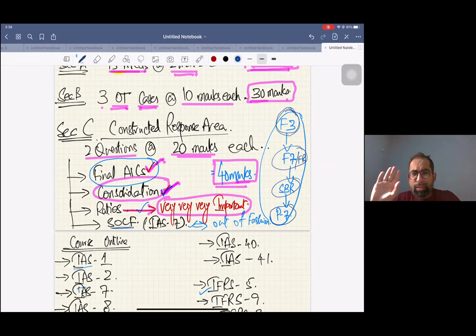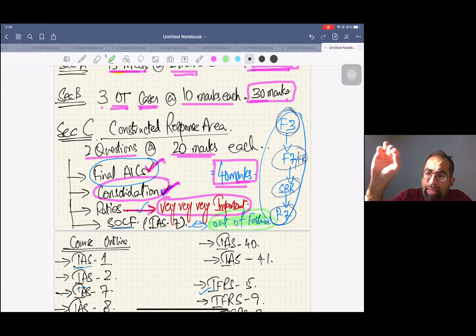But for the last 4 or 5 years, this topic is out of fashion. Out of fashion means the feedback from students is that it's normally not coming in the last 40 marks, but sometimes a case of SOCF came. Sometimes with final accounts, they give you 7 or 8 marks to make the cash flow from investing activities or from financing activities. So yes, it's part of the course, but it looks like it's out of fashion.